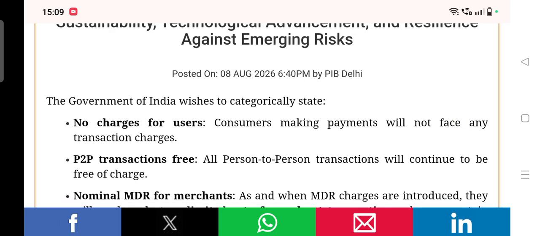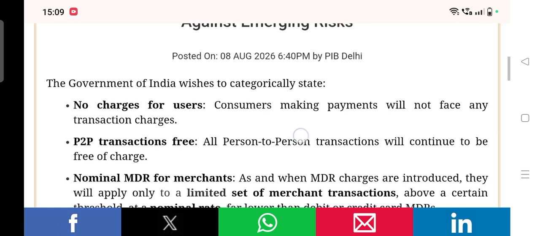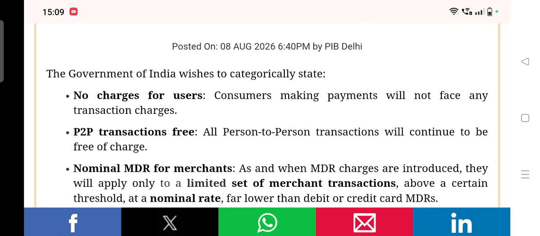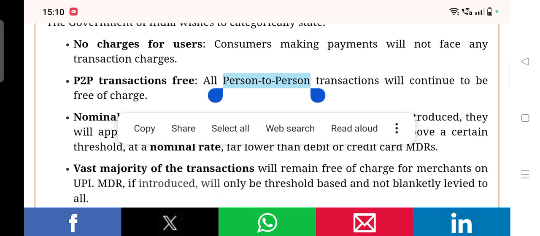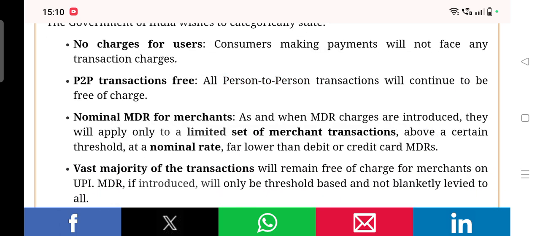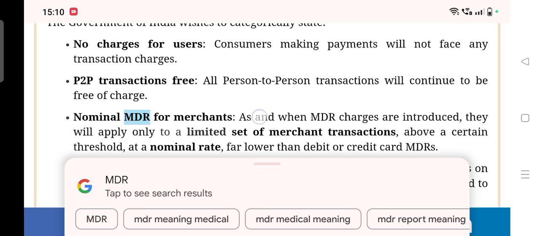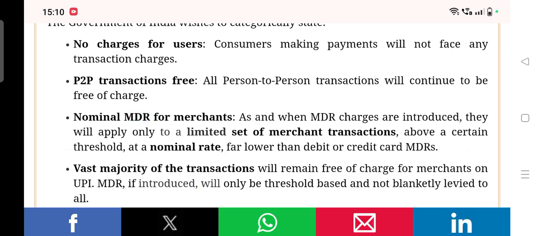If you go through here, you know that to use Google Pay, Paytm or any other payment apps, we don't need to pay anything. But recently there was news that the government is going to charge for it. So the government gave a clarification that there are no charges for users, but there are nominal charges for P2P transactions. So a question can be like, what is meant by P2P? That means person to person transactions. Likewise. And there is another term called MDR. What is meant by MDR? Recently there was news related to the UPI. That means merchant discount rate.